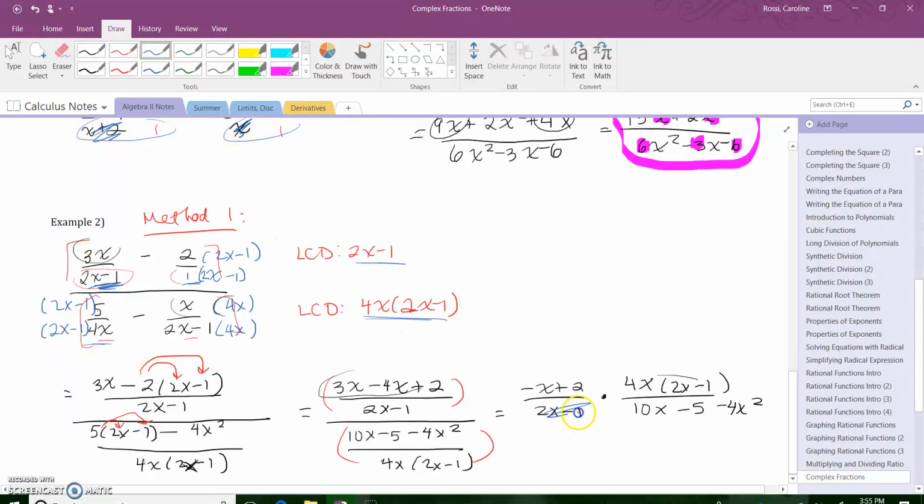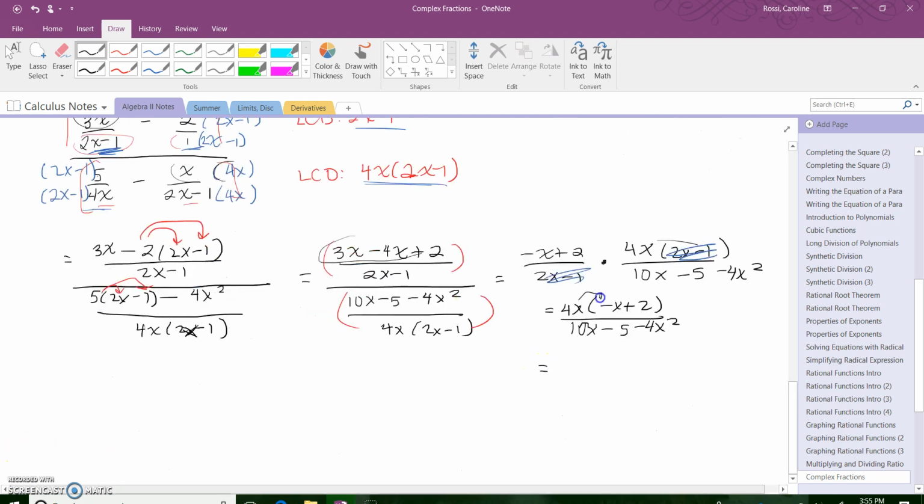Okay, anyway, 2x minus 1, I can see right away that's going to cancel. And I have a 4x on top. I have a negative x plus 2. And down here, 10x minus 5 minus 4x squared. To make this look a little nicer, I'll distribute that. So negative 4x squared plus 8x. And let's write this in standard form, in decreasing order of exponents. And there's our final answer.